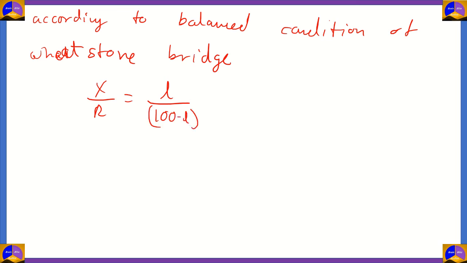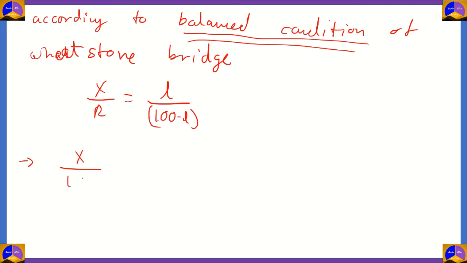The meter bridge is basically a simplified version of a Wheatstone bridge, where you have 4 resistors. You have X, that's the unknown resistor. You have R, that's the standard resistor. You have the resistance of the wires at L and 100 minus L respectively. Those are the 4 resistances in this Wheatstone bridge circuit. And when the galvanometer shows 0, we know that it's a balanced condition. So in the balanced condition, X by R equals L by 100 minus L.